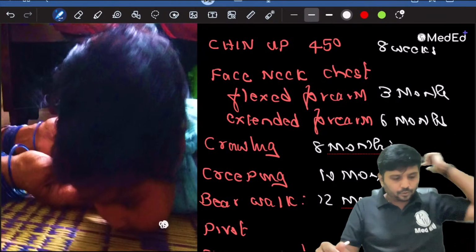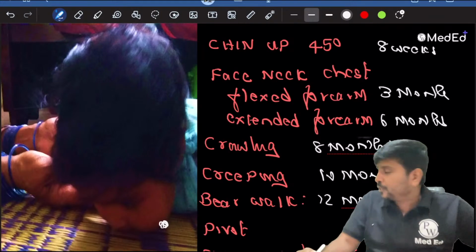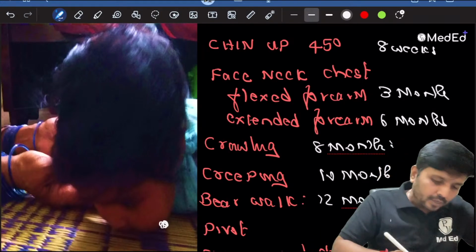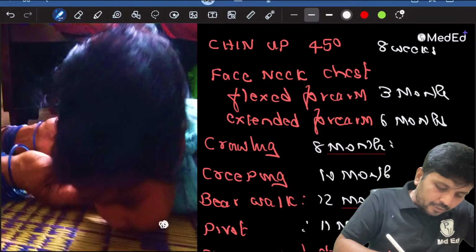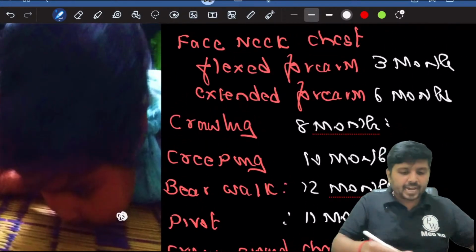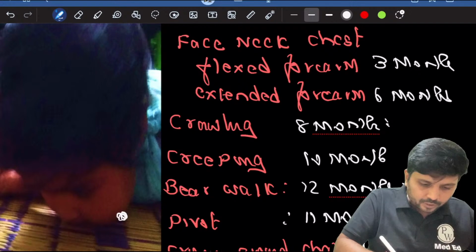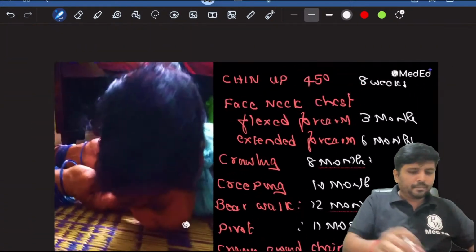12 months. Then pivot, sitting and turning diagonally back towards the source of sound. Pivot, 11 months. And then what is this? Cruising around the chair means again 11 months.